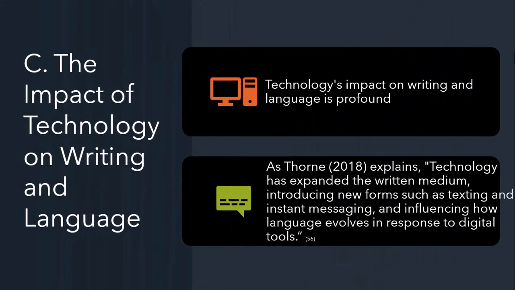C. The impact of technology on writing and language. Technology's impact on writing and language is profound. As Thorne explains, technology has expanded the written medium, introducing new forms such as texting and instant messaging, and influencing how language evolves in response to digital tools.